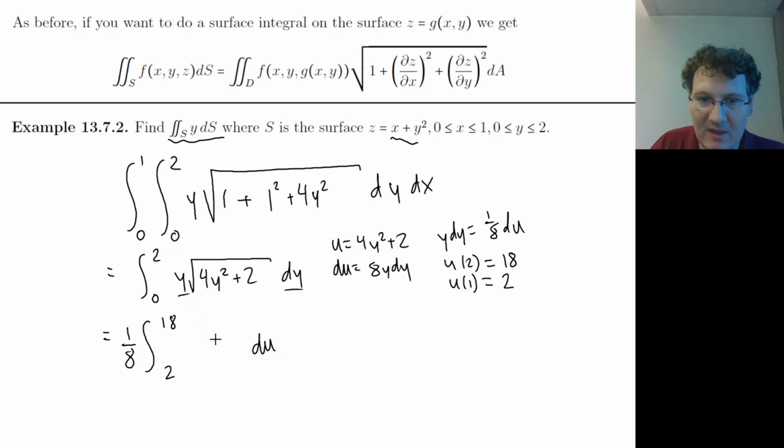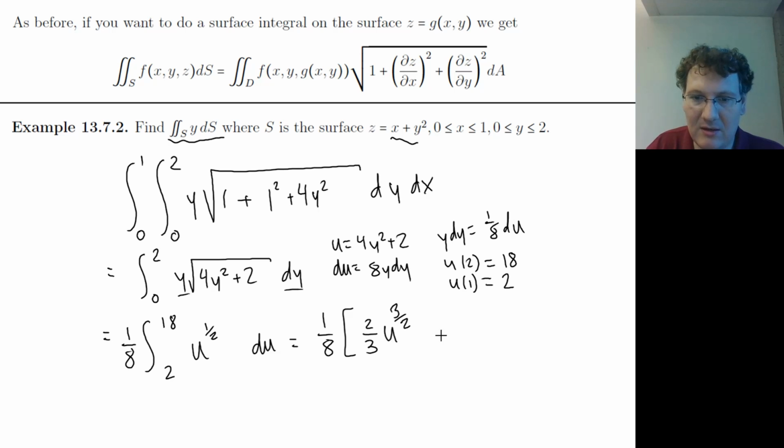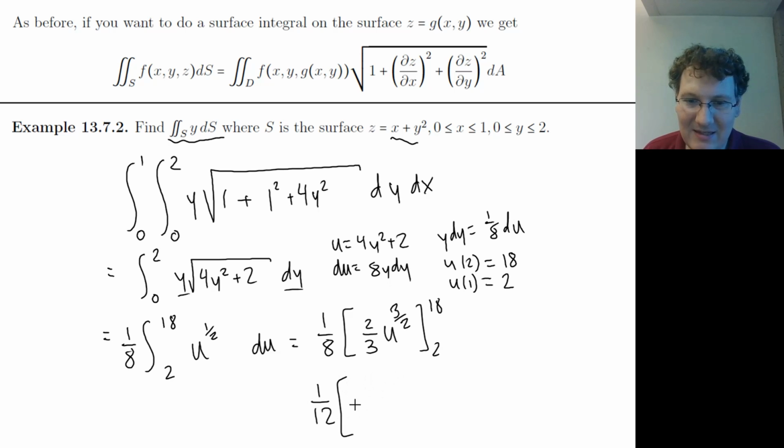And then I have u to the 1/2 power. So we're going to get 1/8 u to the 3/2 and a 2/3 right here. We're going to go from 2 to 18. And so we're going to get, let's see, 2 times, that's going to be 1 over 4 times 3, which is 12. 1 over 12 times 18 square root of 18 minus 2 square root 2.